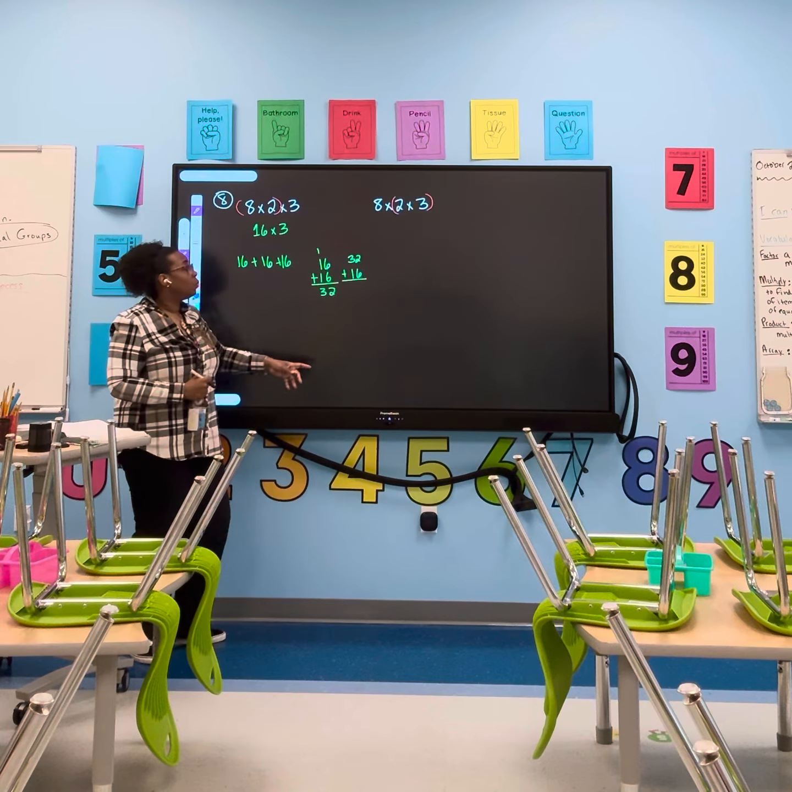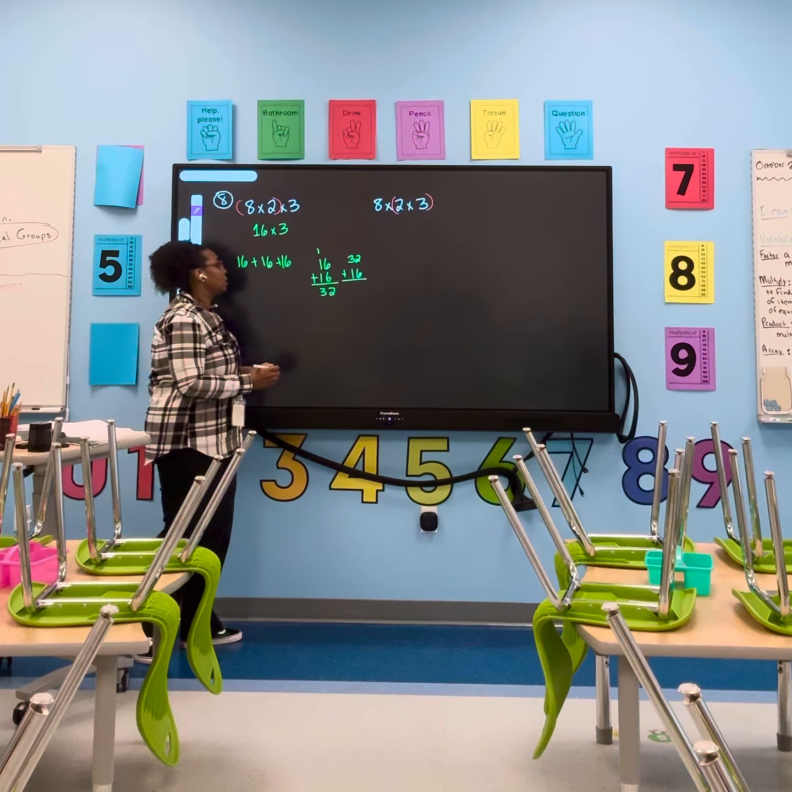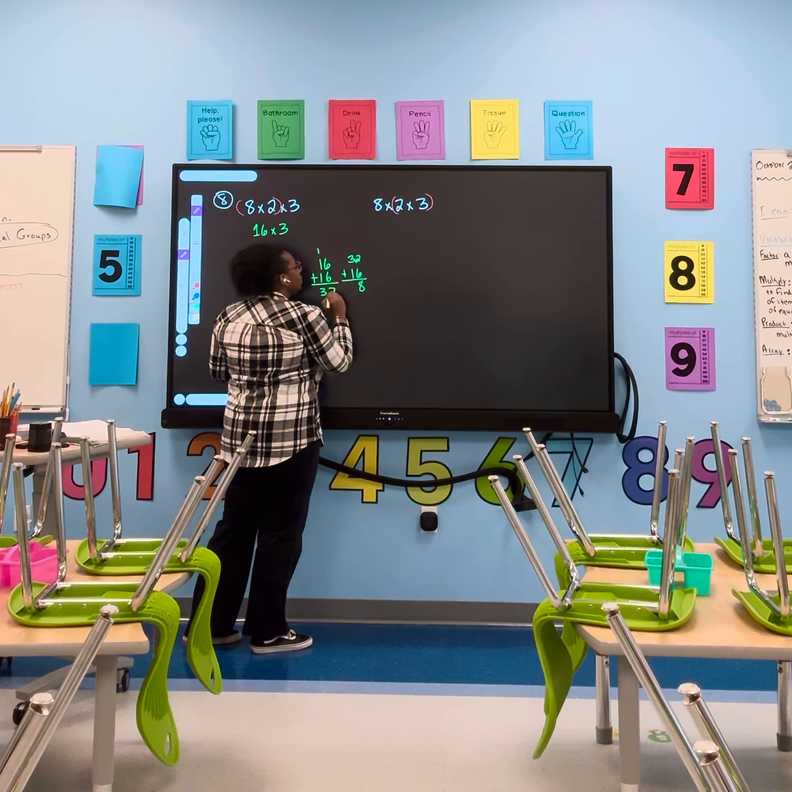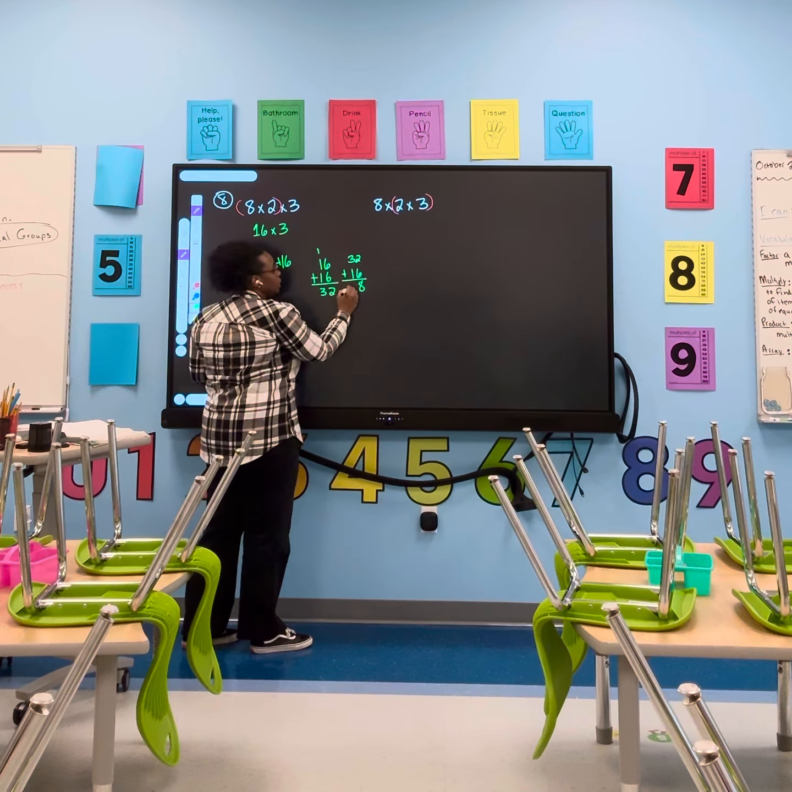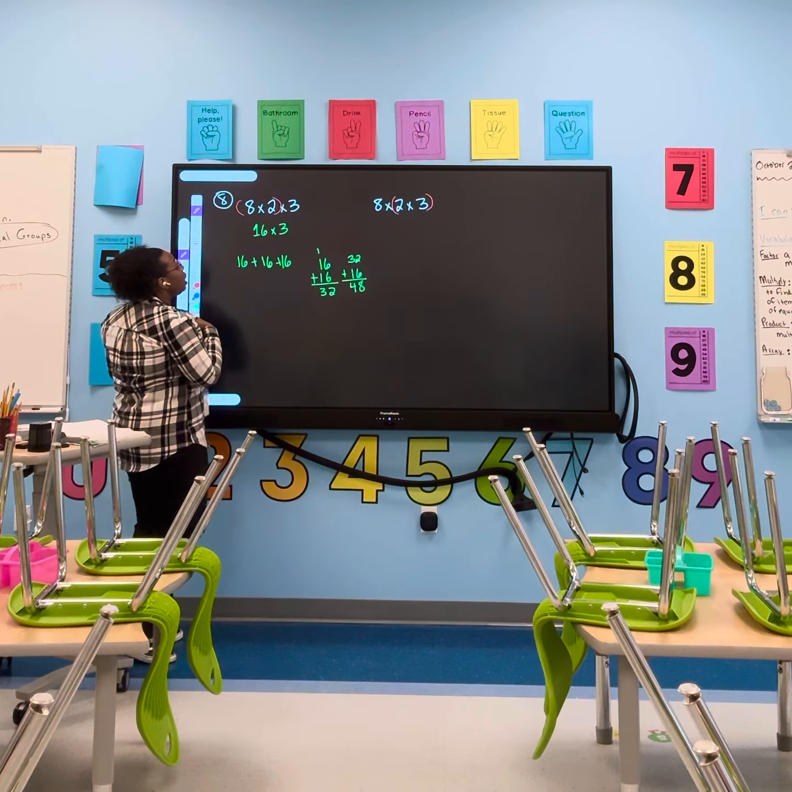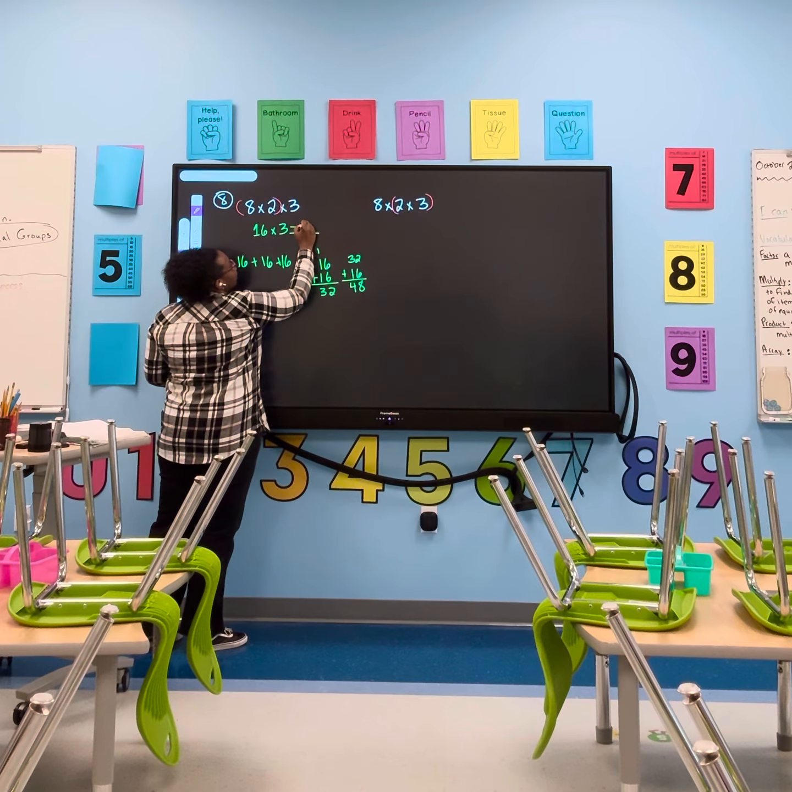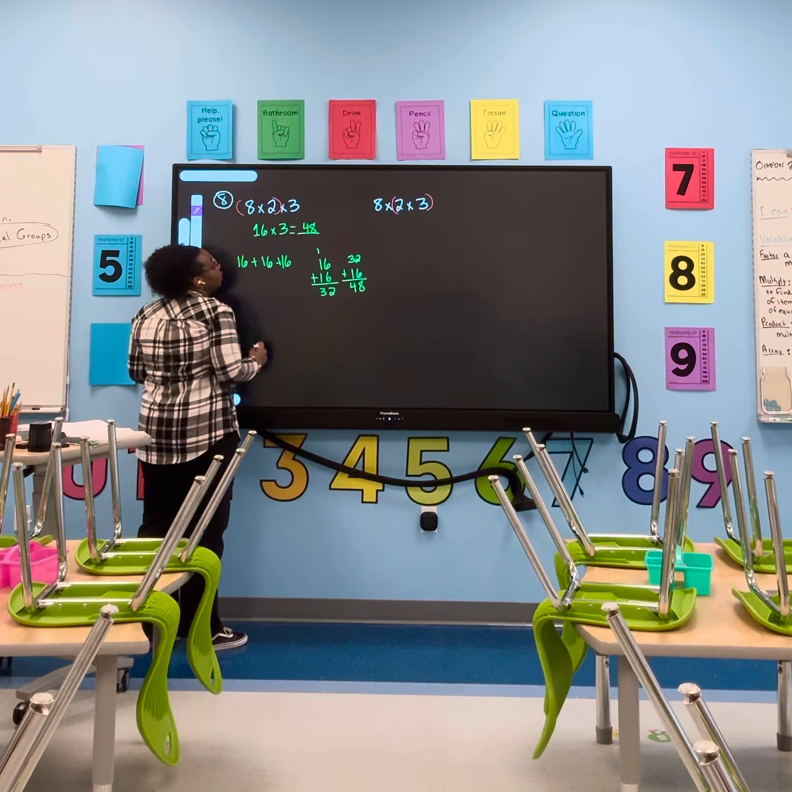So let's start in the ones place. I have 2 plus 6, this is going to be 8. And then I have 3 plus 1, which is going to be 4 in the tens place. So now I know that 16 times 3 is going to equal 48.